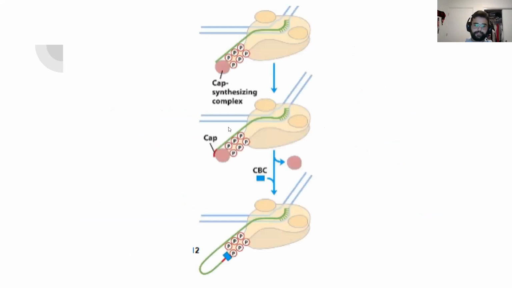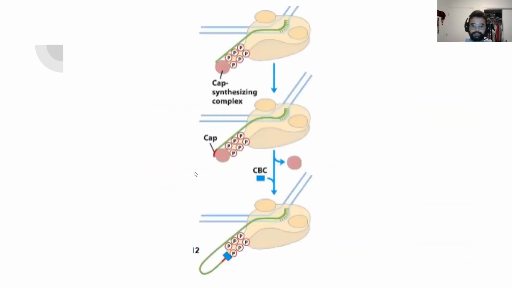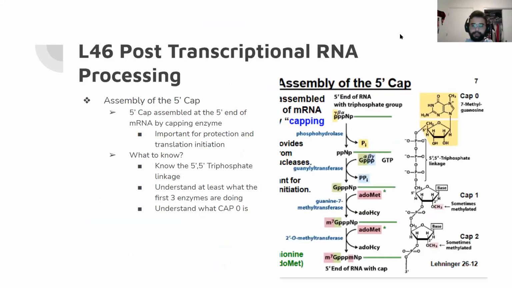As we're seeing right here, as we phosphorylate, this is the area of the carboxy terminal domain, and we can phosphorylate it to start ending that transcription. So the first thing that comes off is our assembly of our 5' cap on our mRNA. The 5' cap is assembled at the 5' end of our mRNA by the capping enzyme, and this is important for protection and the initiation of translation.